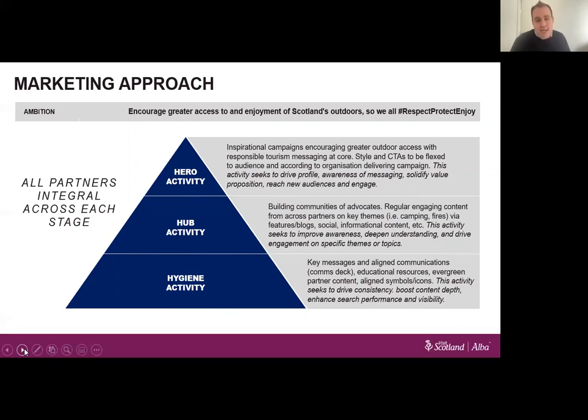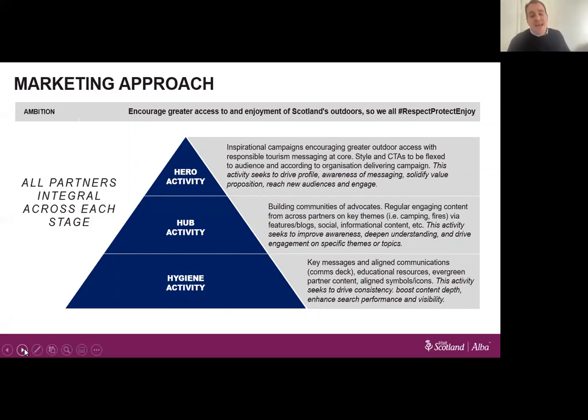So what we did is all partners were absolutely integral to this approach. We had a hero, hub and hygiene approach, which I'm sure you've all heard of before, recognising that we did need to do a mass piece of awareness activity to inspire and engage people to change behaviour when they were outdoors and exploring Scotland.